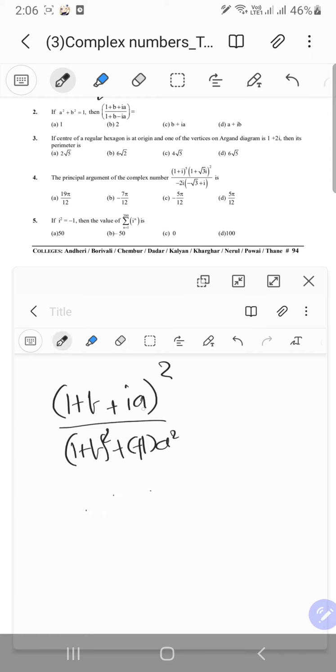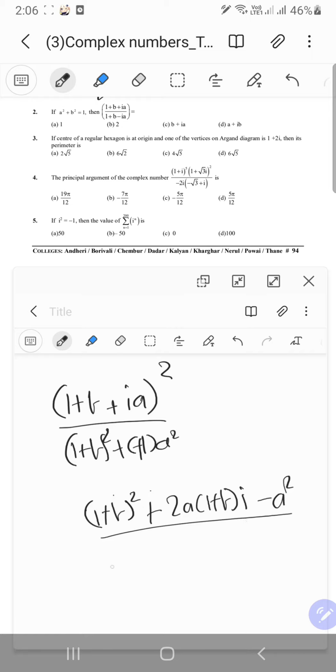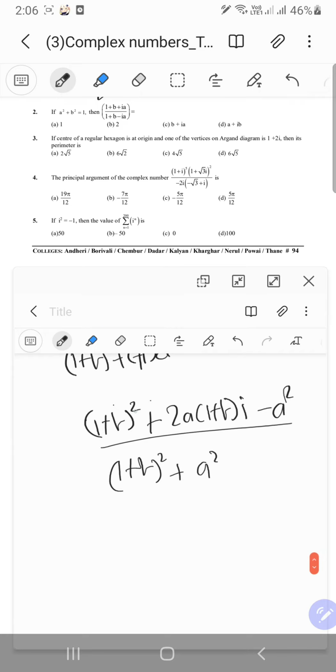What would that be? That will be (1 + b) squared plus 2a times (1 + b) iota plus, so minus actually, because iota squared is negative, so negative a squared, upon (1 + b) squared plus a squared. Cool. And we have a squared plus b squared equal to 1. So upon expansion, let's just actually write this. So it should be equal to b squared plus 2b plus 1 minus a squared plus 2a(1 + b) iota.